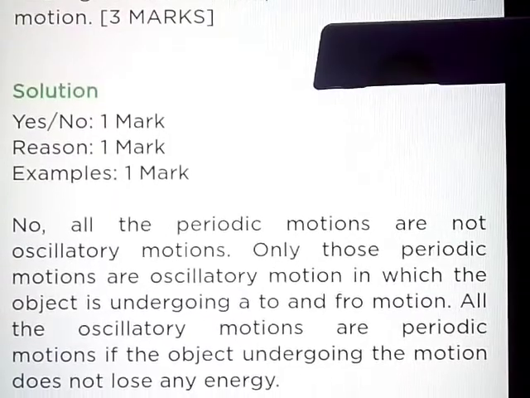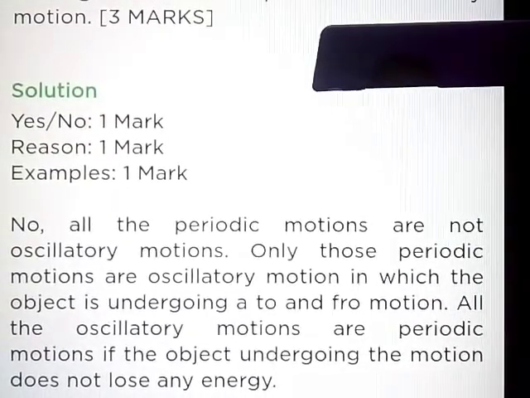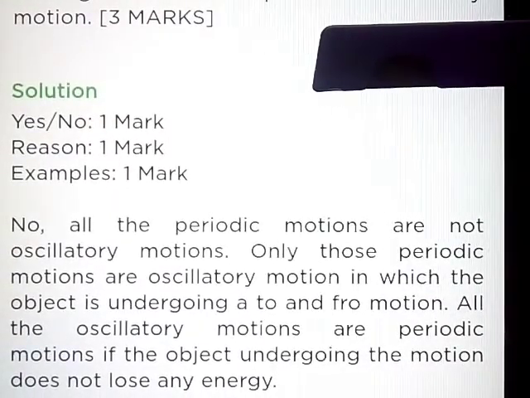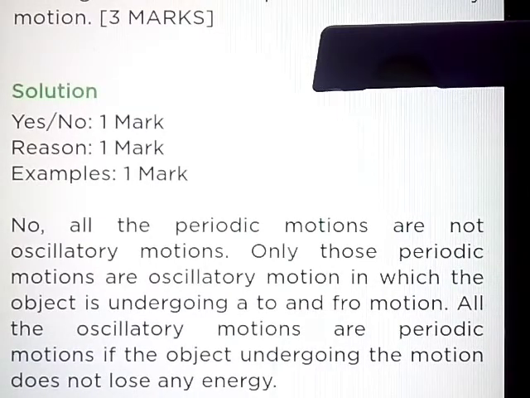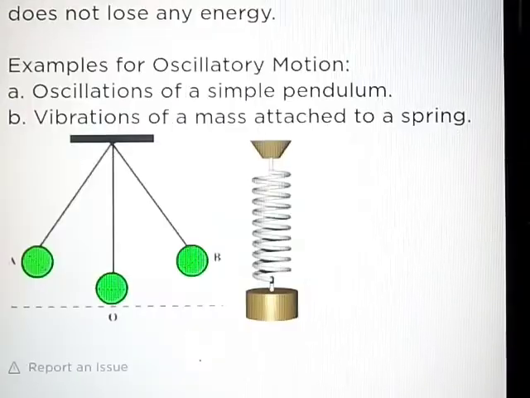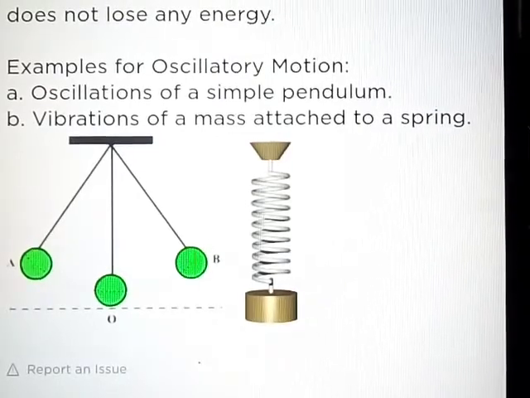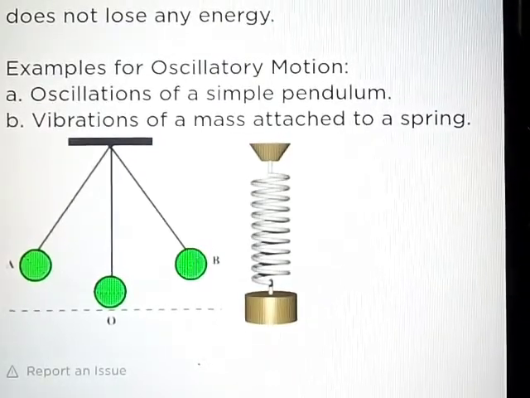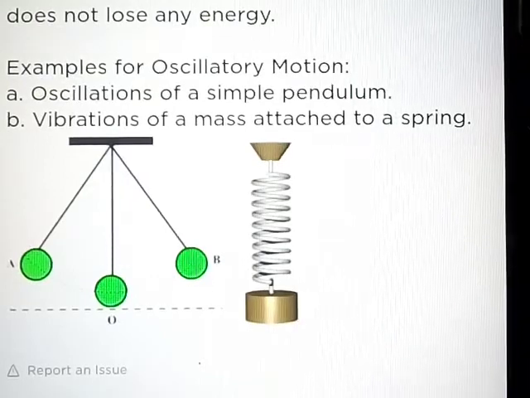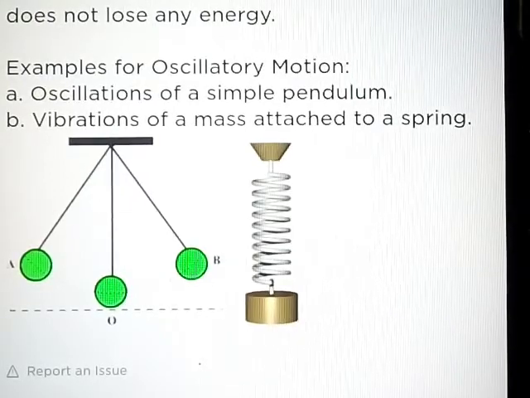All the oscillatory motions are periodic motions if the object undergoing the motion does not lose any energy. Examples for oscillatory motion. Part A. Oscillations of a simple pendulum. Part B. Vibrations of a mass attached to a spring.